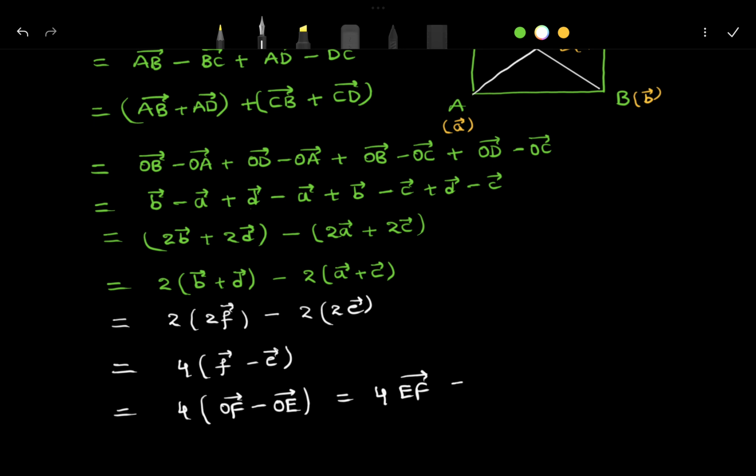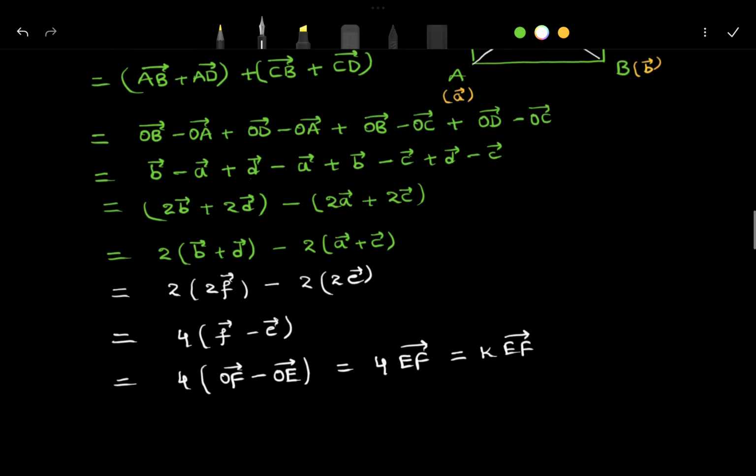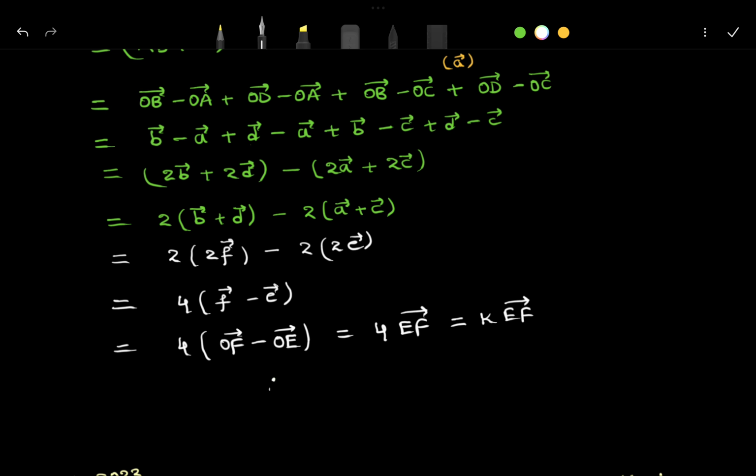So by comparing this value, K into EF bar. Therefore, what is that K value? K is equal to 4, that is the correct answer. Suppose they ask for FE bar, then K is equal to minus 4. So I hope this is clear. This question is from 2023 April shift. I hope everyone is clear on this problem.